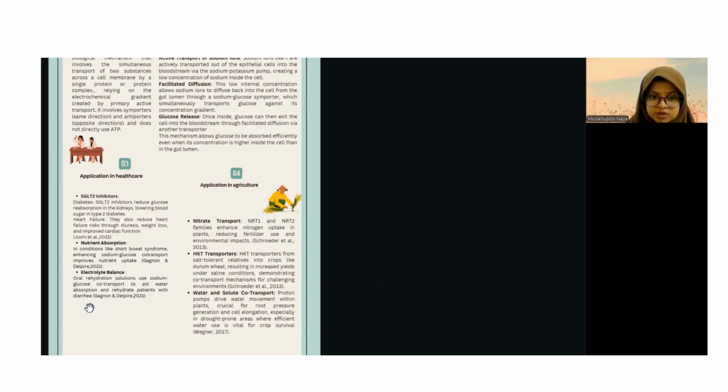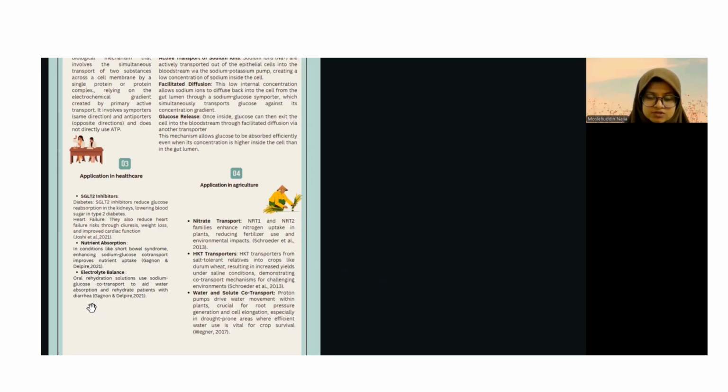Then, in the case of electrolyte balance, oral rehydration solutions use sodium glucose co-transport to aid water absorption and rehydrate patients with diarrhea. In the case of agriculture, nitrogen transporters like NRT1 and 2 enhance nitrogen uptake in plants. This reduces fertilizer use and environmental impact.